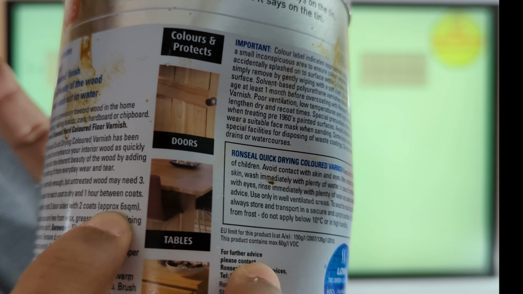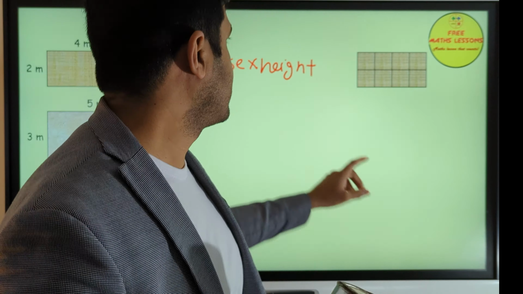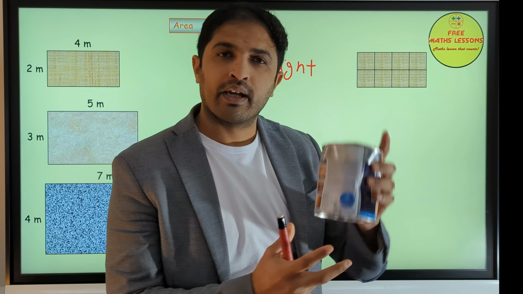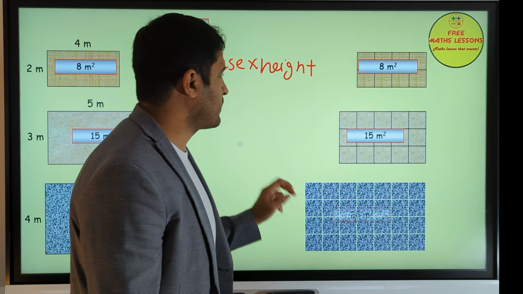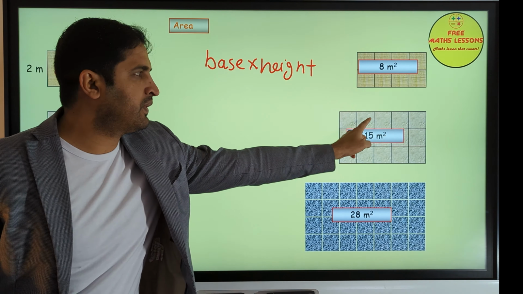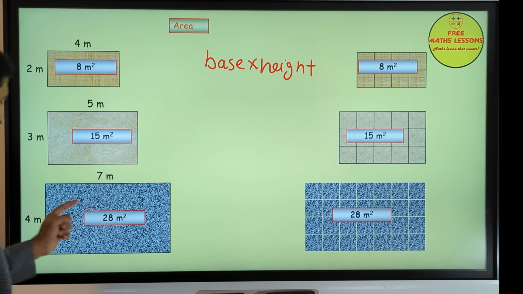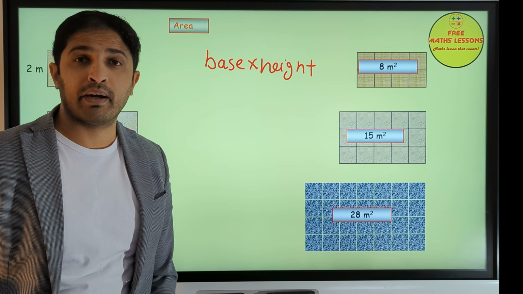Okay, so I can cover 6 meter by meter squares. 6 of these square meters covered by this paint. Same here for all 3 of these questions. You can work it out. If I had 3 meter by 5 meter, I would have 15 meter by meter squares. If it was 4 meter by 7 meter, I would have 28 meter by meter squares.